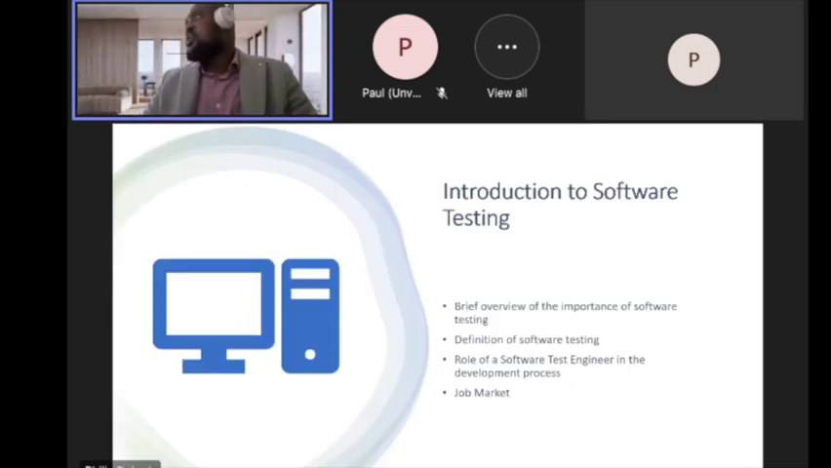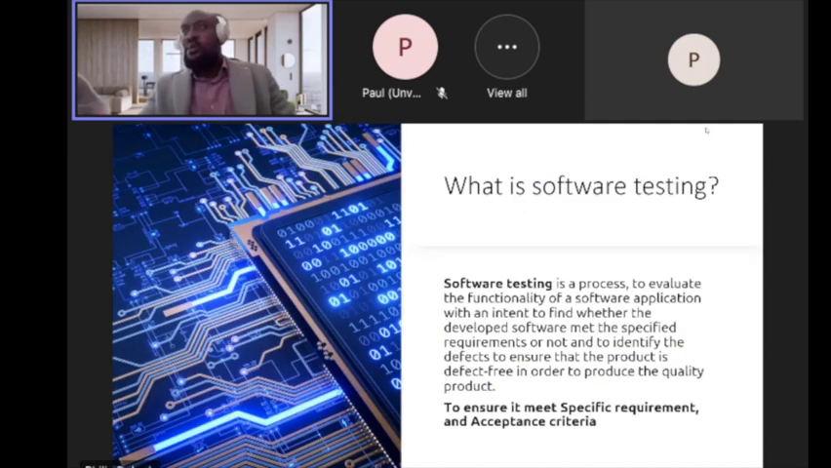One of the things I also pointed out today is that I'm going to touch on the introduction of software testing. And I also want to share something briefly about the job.